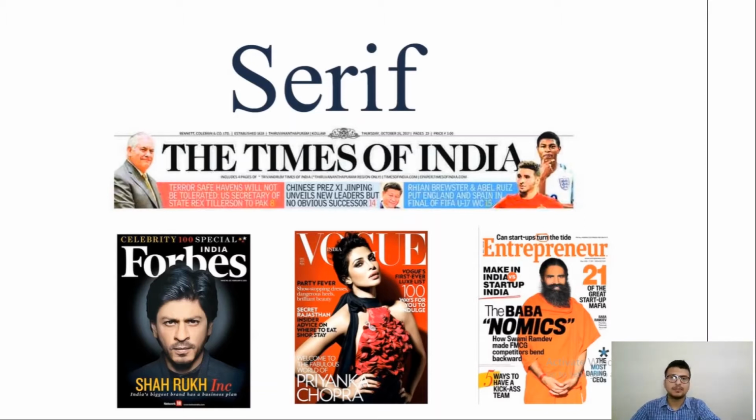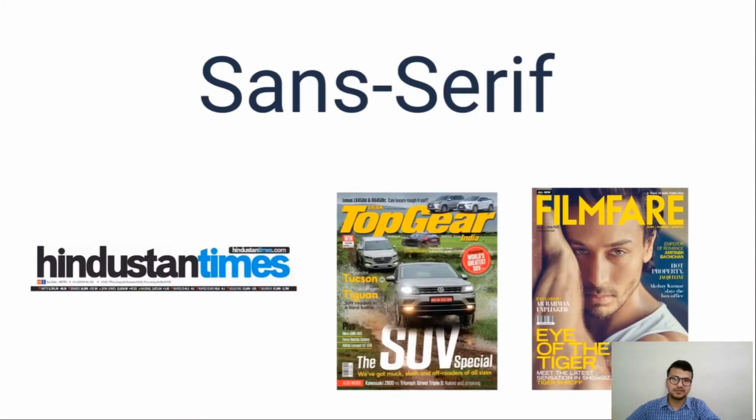Coming to the second type of typefaces, sans serif. Now you can see SANS, sans. These side edges are not sharp. These are smooth. So coming to the example, you must have seen Hindustan Times.